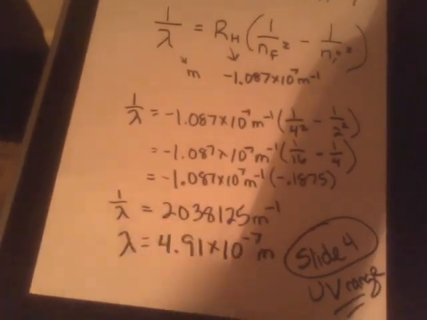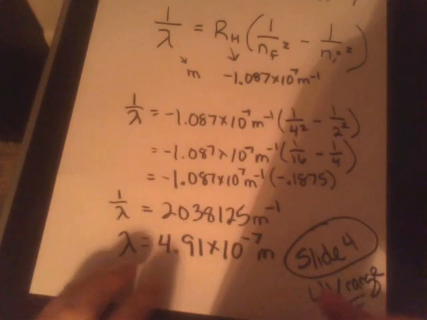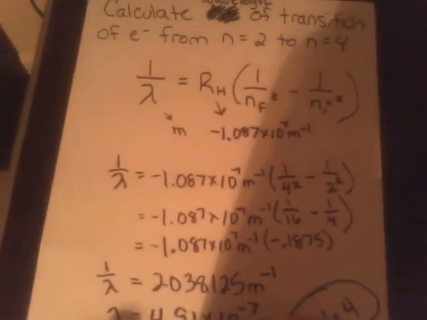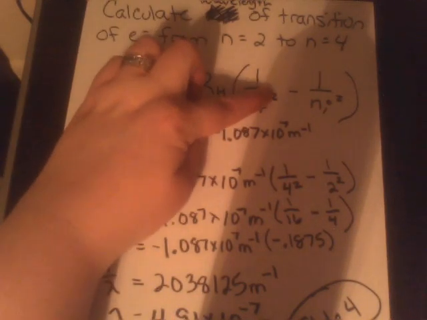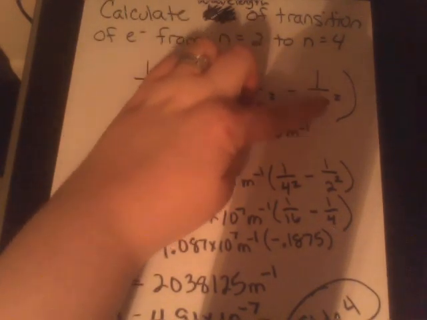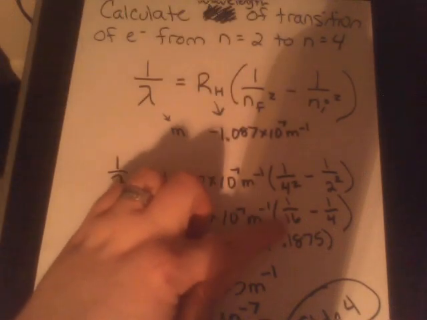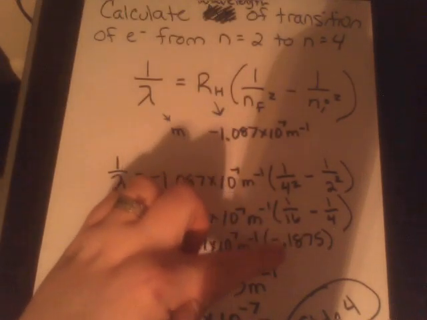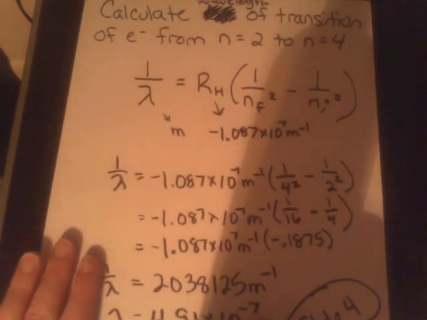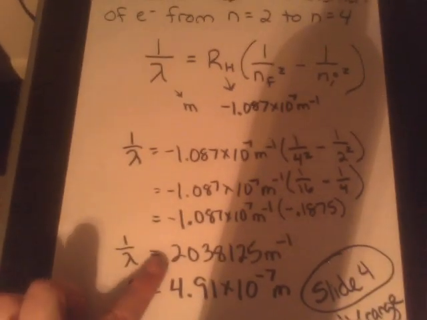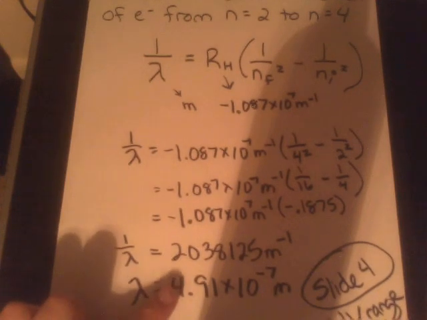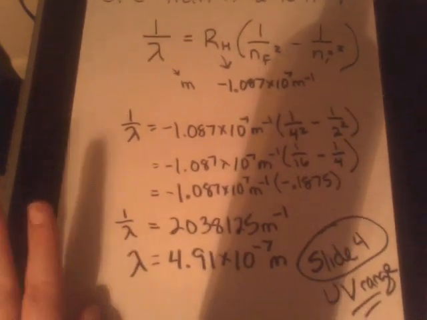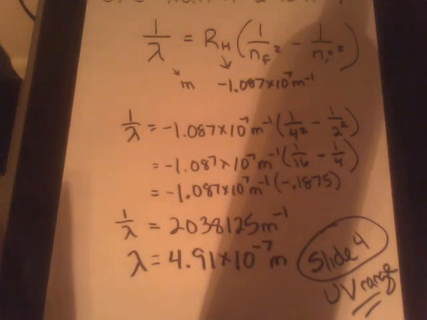So key things to remember in this problem: the Rydberg constant, your wavelengths you're going to be solving are going to be in meters, and n final squared and n initial squared. So make sure that you square them. You may get a negative number, you may not. And then once you solve for it, you're going to get a number that is not equal to your wavelength, but is equal to the inverse of your wavelength. So you have to do 1 divided by that in order to get your actual wavelength. And then if you consult slide 4, you can find out what UV range that's in.